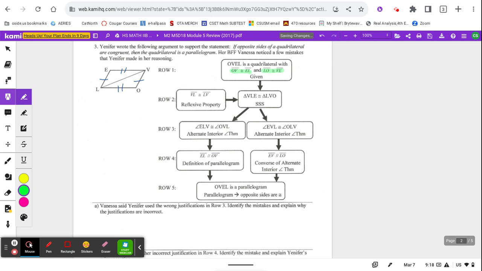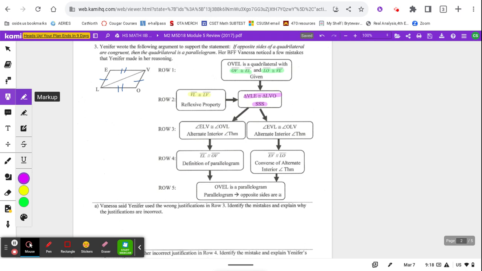Then we also notice that by the reflexive property, this side is equal to itself. And then we can say that the triangles are congruent by side, side, side. So here's side 1, here's side 2, here's side 3. So far, so good in the proof. I kind of agree with everything she's saying.